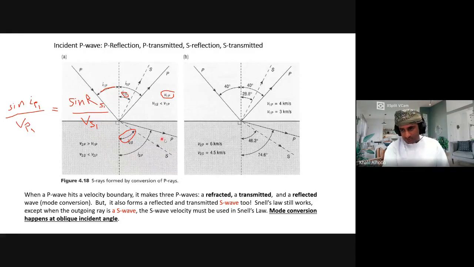Whenever the angle of refraction for P is 90 degrees, the incident angle is named the critical angle, a specific angle, because it lets the refracted P wave in the second layer move parallel with the interface at 90 degrees.